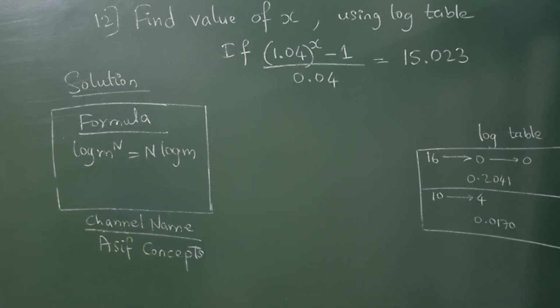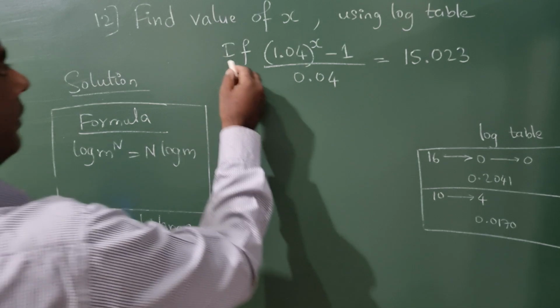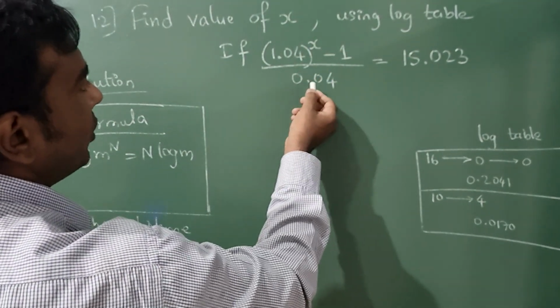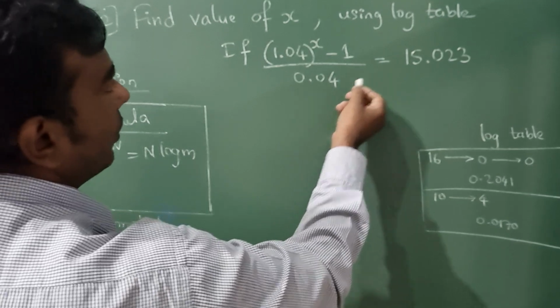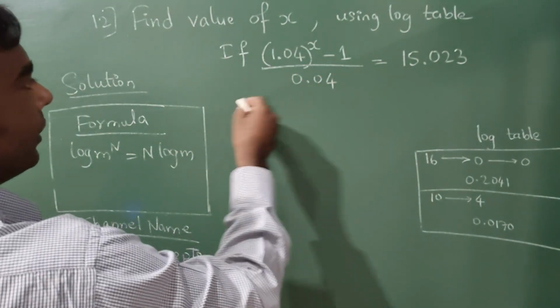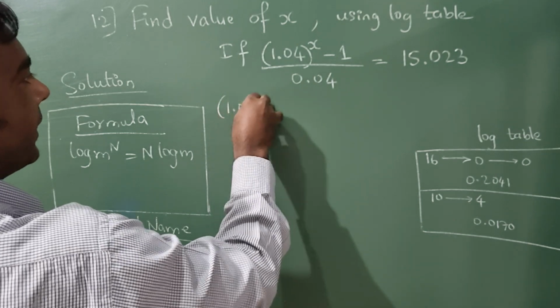Find the value of x using log table. If (1.04 raised to x minus 1) divided by 0.04 is equal to 15.023. Now to solve this, write the numerator as it is.